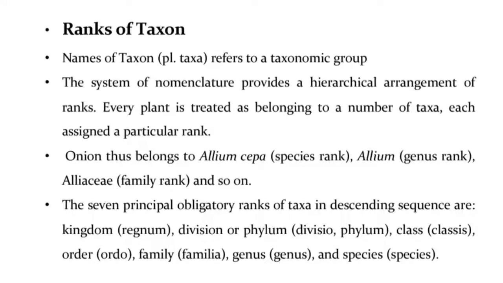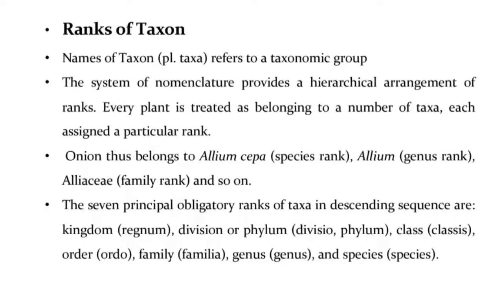Ranks of taxa. Names of taxa. Taxa refers to a taxonomic group. The system of nomenclature provides a hierarchical arrangement of ranks. Every plant is treated as belonging to a number of taxa, each assigned a particular rank. Onion thus belongs to Allium cepa, species rank; Allium, genus rank; Alliaceae, family rank; and so on.